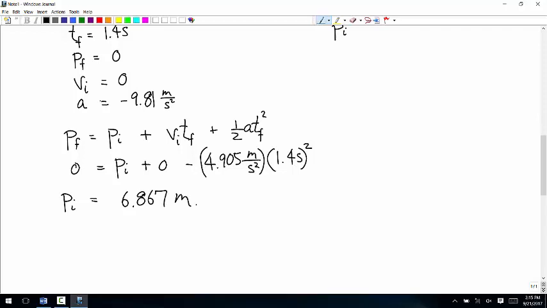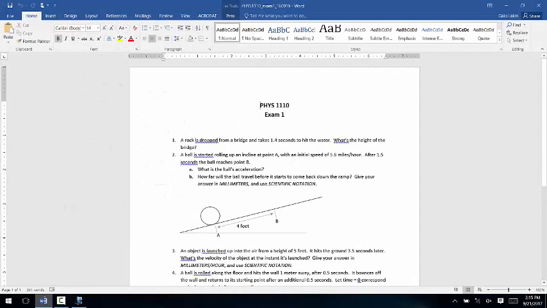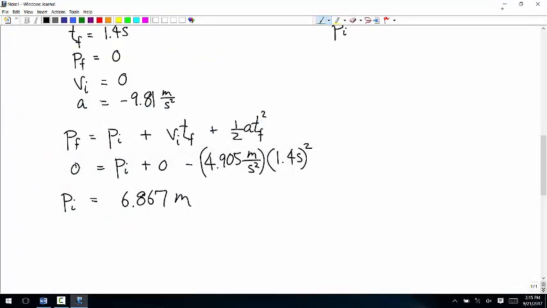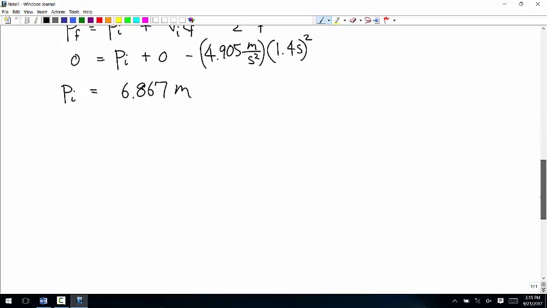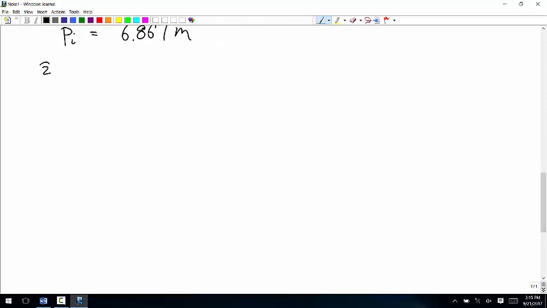.867 meters. And then this one doesn't ask for anything special for the answer, so that's it. Any questions about that one?